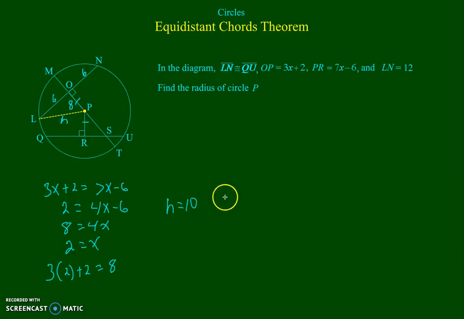Had we forgotten that fact, we could simply do 6 squared plus 8 squared equals H squared. We get 36 plus 64, and that's 100. Take the square root of both sides: the square root of 100 equals 10. So either way, we come out with the same value. The radius of the circle is 10. Now let's move on to the next topic.